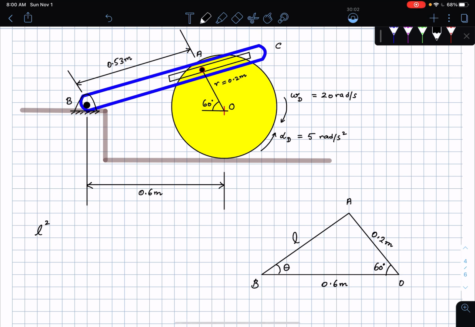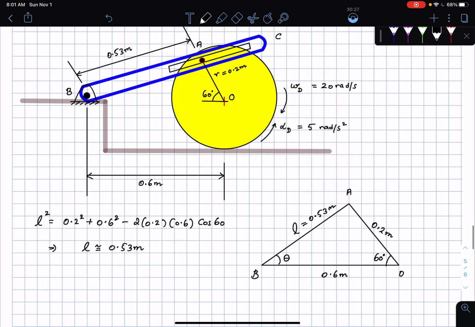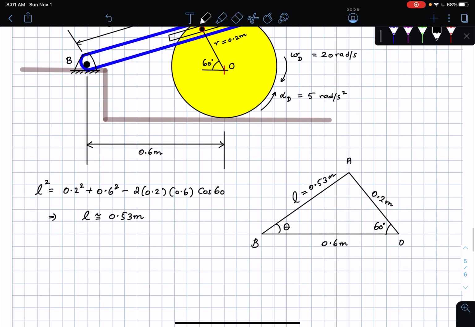So I can find L squared is equal to 0.2 squared plus 0.6 squared minus 2 times 0.2 times 0.6 times cosine of 60 degrees. If I do the square root, L is approximately 0.53 meters, which is what is given to me. So this can be obtained by making use of the cosine rule. The angle theta can be obtained by making use of the sine rule.